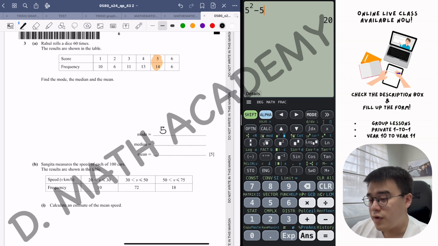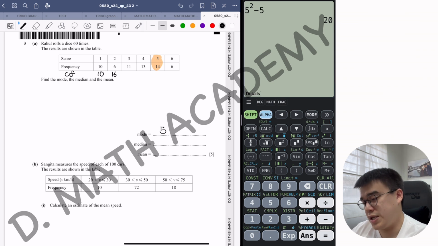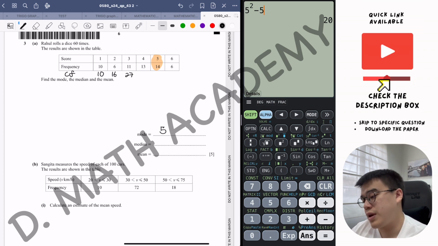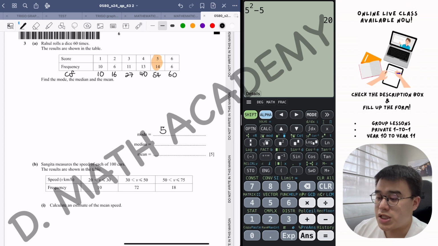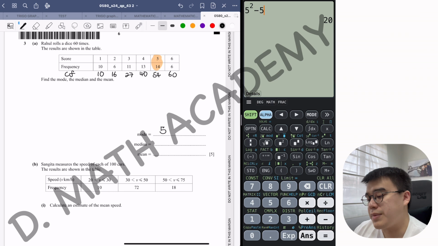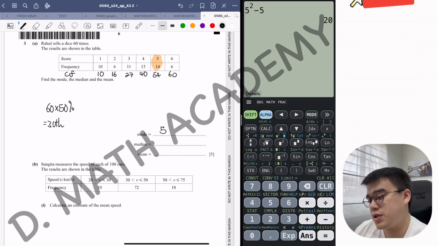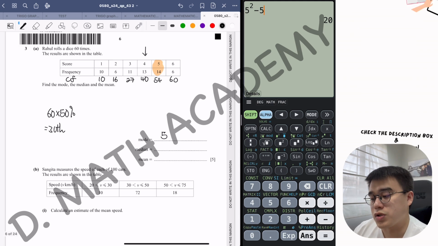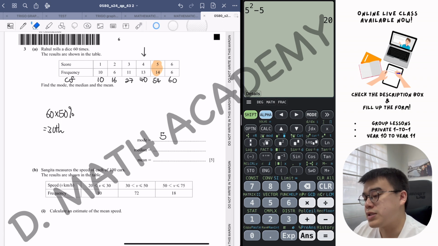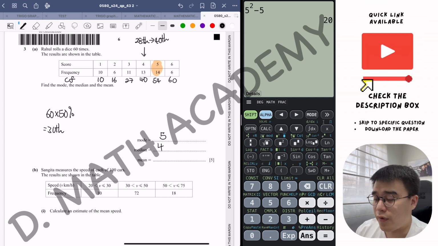For median, you will need a cumulative frequency, having 10, 16, 27, 40, 54, and making it 60. So CF stands for cumulative frequency, and median is basically finding the 30th term. So the 30th term will be located here because group number 4, or the score of 4, covers the answer from the 28th onwards all the way to 40th. So this is the reason why our median here is 4.